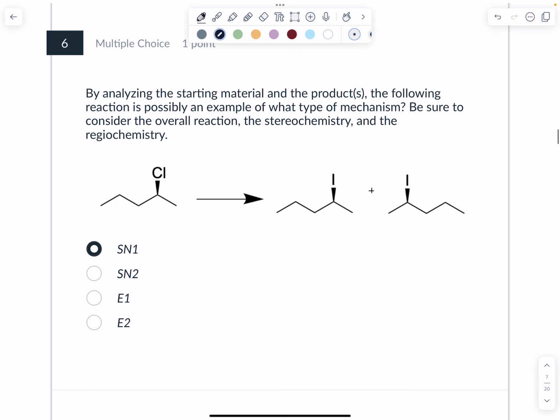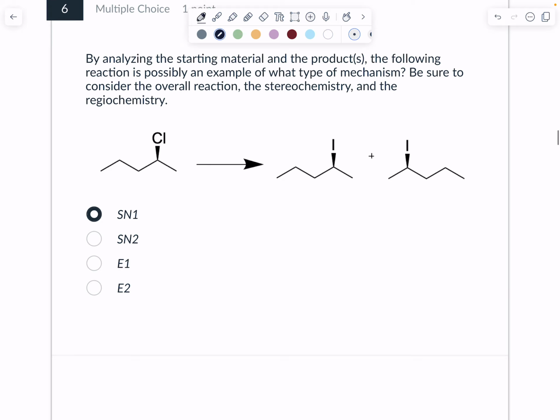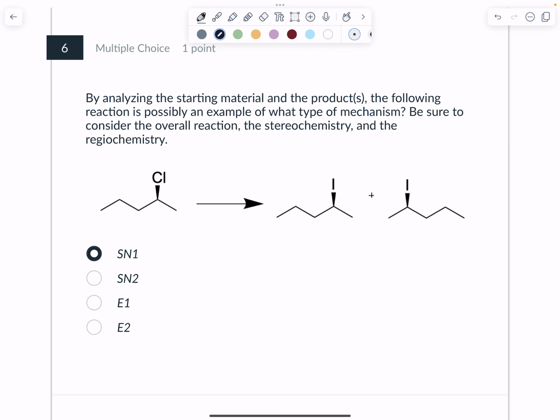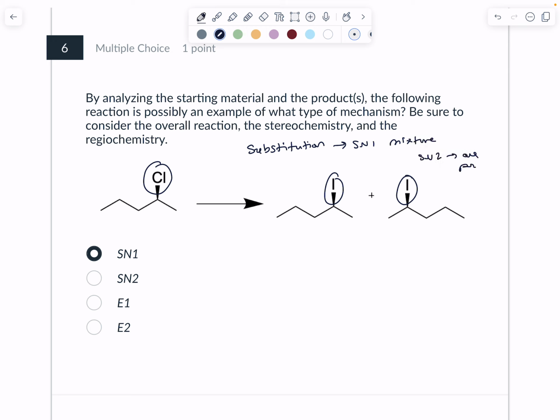All right, by analyzing the starting material of the product, the following reaction is possibly an example of what type of mechanism. Be sure to consider the overall reaction, stereochemistry, and the regiochemistry. Okay, so the first thing I'm looking at is we started with a chlorine and we ended up with an iodine. So this is a substitution. And then to really tell the difference between substitution, SN1 gives you a mixture and SN2 gives you one product, just the inverse. So this looks like a mixture to me, and in fact, if I flipped this over, it would be this. So I know that because we got both of these, it must be an SN1 reaction.